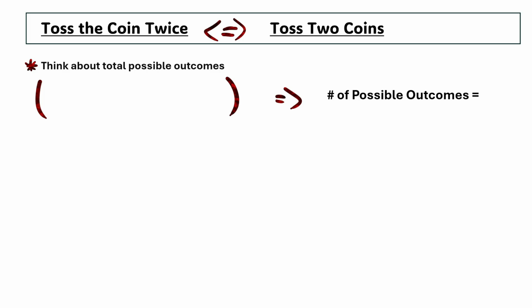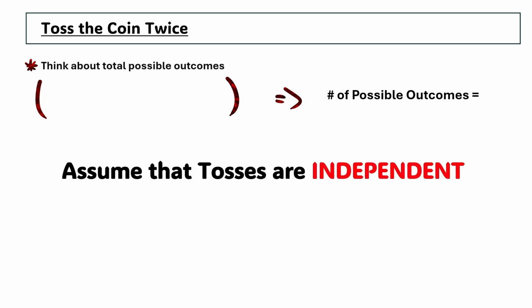So what I'm trying to say is that although the procedure is a little bit different for these 2 experiments, the possible outcomes and all the calculations are going to be the same. So you can think about either one for the next couple of questions. And here I would like to make a note that for this video, whenever we consider multiple tosses, we're going to assume that tosses are independent.